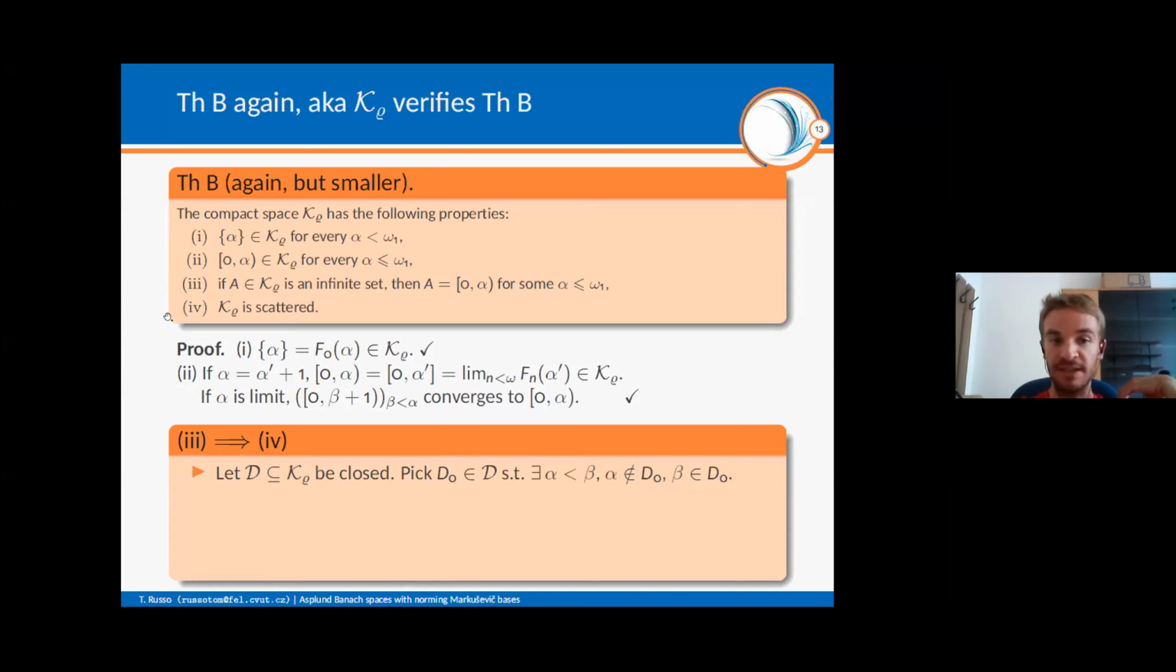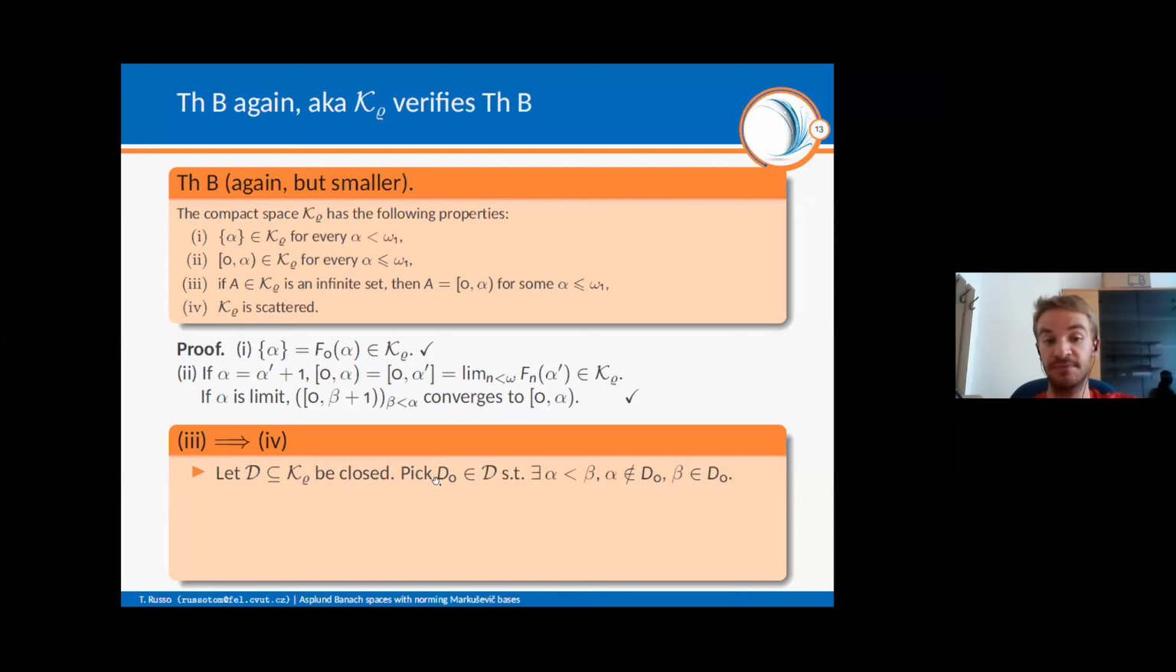So I will briefly say how to show 4 from 3. I have to show that it is a scattered compactum. Well, pick any closed subset. There are two cases. Either every element D in this set D is an initial interval or not. If every element in D is an initial interval, it means that D is actually contained in this part of initial intervals, which is homeomorphic to 0 omega 1, and 0 omega 1 is scattered. So in the first case, D has an isolated point because it's a subset of 0 omega 1. So I can assume that I am in the other case.